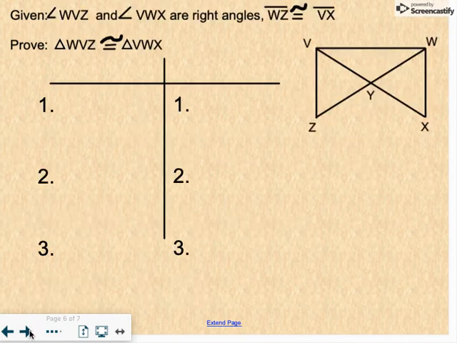And our second one here, again, similar information. We start with our given, right? I'm just putting quotes here, but we would write that in. So our given information, it tells us that WBZ, so this angle right here, and BWX, so this angle right here, are right angles. And then it also tells us that WZ is congruent to VX.